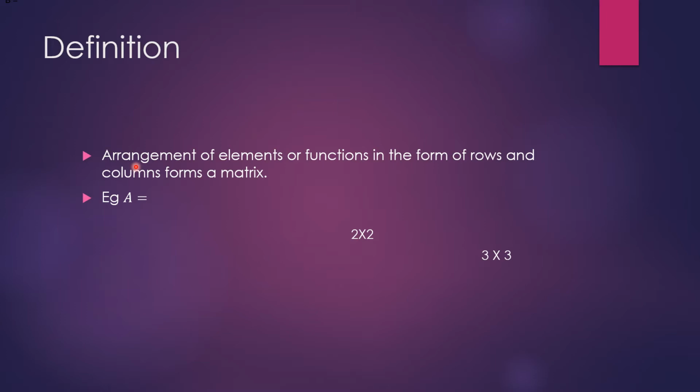Matrices, it's a plural word. If I talk about singular, it is called a matrix. So a matrix is nothing but arrangement of elements or functions in the form of rows or columns. Like in the assembly, when we stand in the form of rows and columns, that forms a matrix. Similarly, if we arrange the numbers or functions in rows and columns, it forms a matrix. Let us take an example.